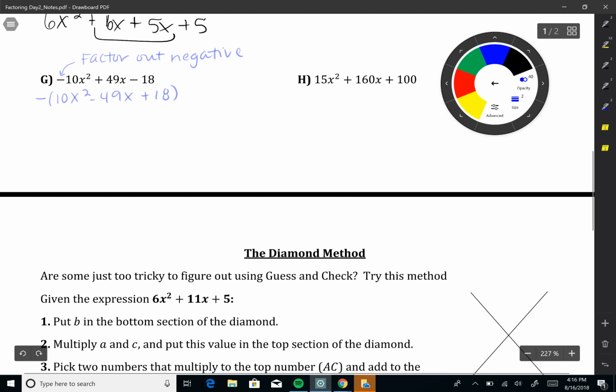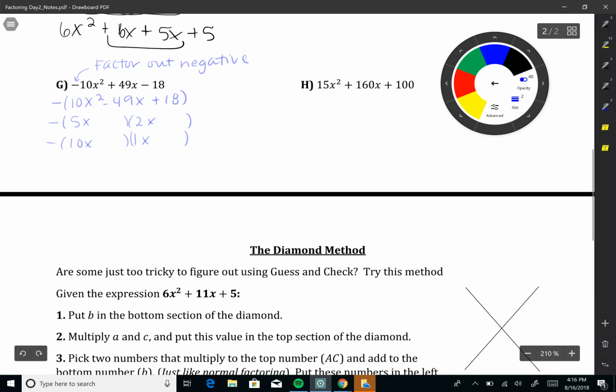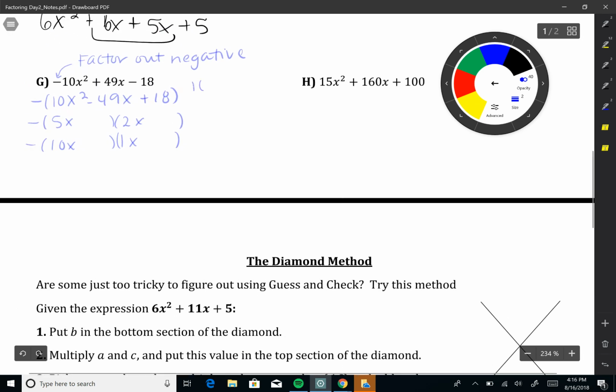Okay, now, yes, this is a little more difficult just because 10x squared could be 5x times 2x, or it could be 10x times 1x. So I have a couple guesses and checks to do. But before I start that, I need to list my factors of 18. That could be 1 and 18, 2 and 9, or 3 and 6.